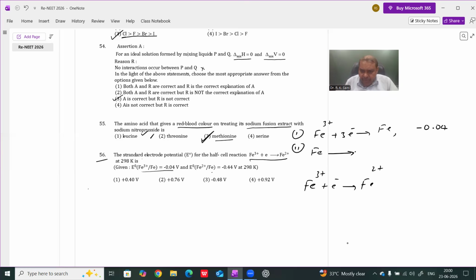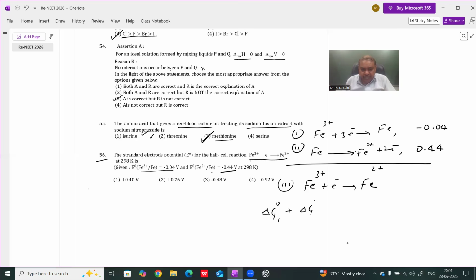Fe gives Fe2+ plus 2 electrons, and its potential is written with a positive sign because the equation is reversed. These electrode potentials are given, and the aim is this: when the first and second equations are added, we find the third equation. Therefore, if the free energy change of the first equation is delta G1 and of the second is delta G2, and of the third, the aim equation, is delta G3.